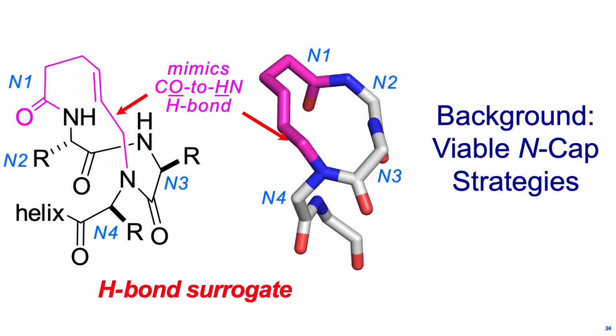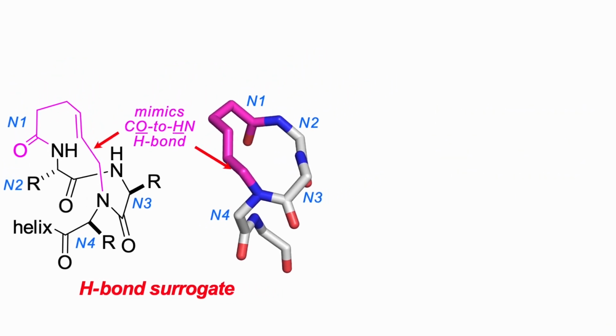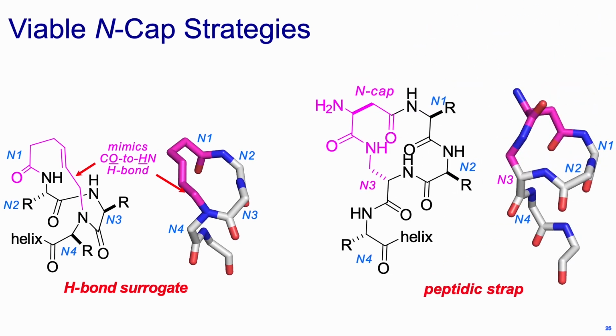There's another one by a scientist called Li in China, and what he did is he used an aspartic acid and he amide bonded it back to the N3 residue to give a peptidic strap. So we wondered if the 3 residues of a hydrophobic triangle could be replaced by something else that's hydrophobic.